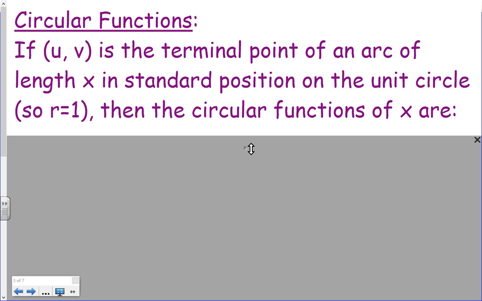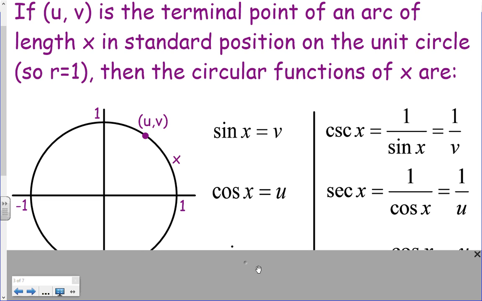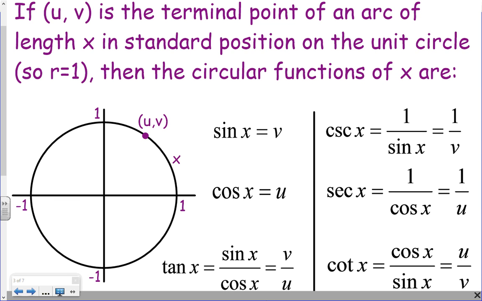Then your 6 circular functions are defined as follows. Let's take a look at a unit circle here with a radius of 1, and our r value is equal to 1, which means that the sine of x would be equal to v over r. We know that's its definition, but since r is 1, that means sine of x would just be equal to v. Cosine of x would be equal to u over r, but again, since r is 1, that's just u.